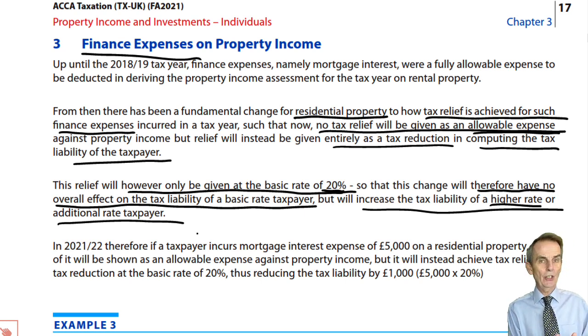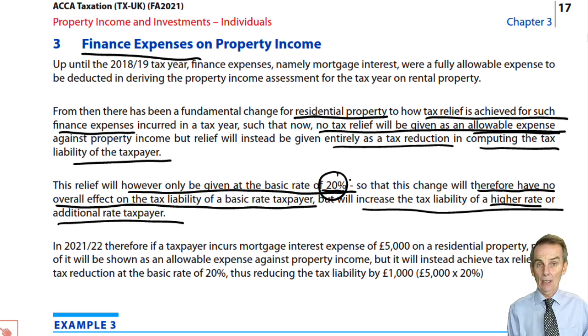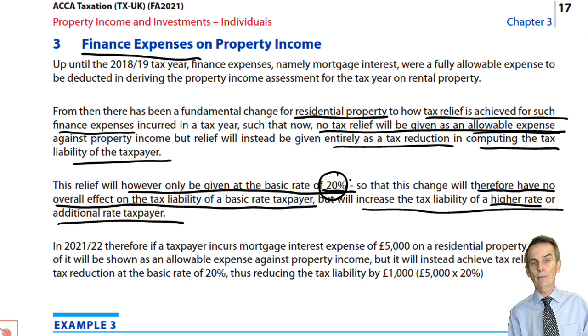Now what happens? That expense is not deducted against property income. Your taxable income is £10,000 bigger. That £10,000 worth of extra taxable income is now being taxed in your higher rate at 40%. But the tax credit you then deduct is the finance expense paid, £10,000, but at this basic rate of taxation. And £10,000 at 20% is only £2,000. So you're only getting a reduction in your tax of £2,000, as compared to £4,000 under the old system.